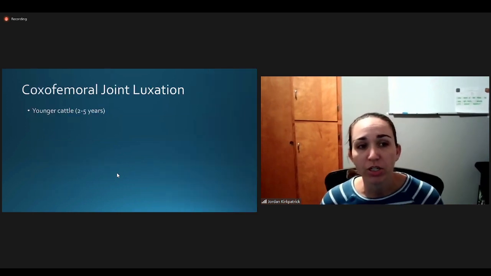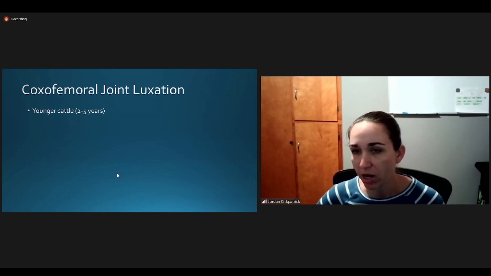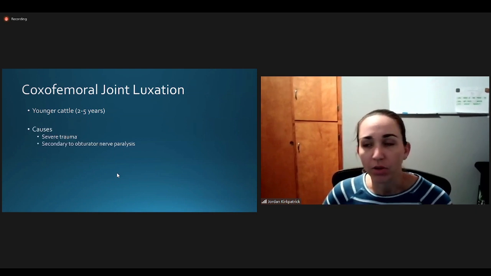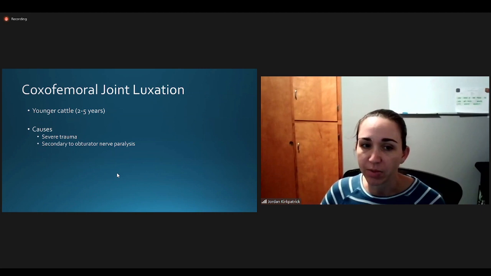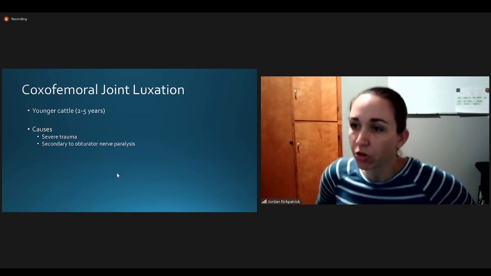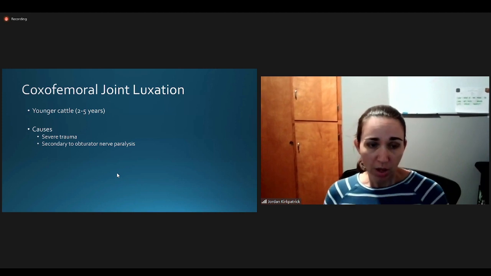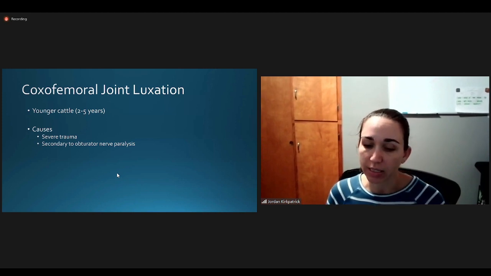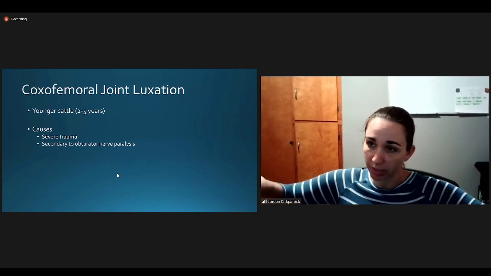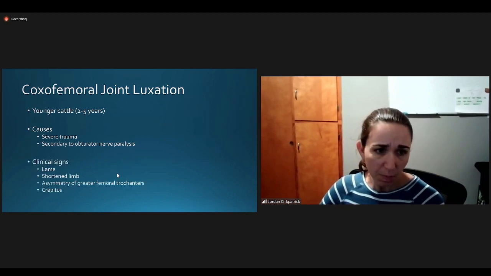Coxofemoral joint luxation can occur. It's usually in younger cattle, ages 2 to 5. The cause is severe trauma, and sometimes it can be secondary to obturator nerve paralysis, which can occur in some cows after giving birth, or if they slip on the surface and splay their hind legs out.